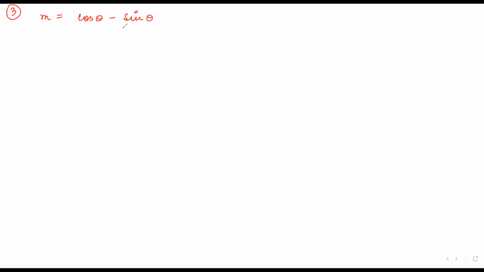m is equal to cos theta minus sine theta, and n is equal to cos theta plus sine theta. Right. You have to show this thing. Under root of m upon n plus under root of n upon m. Okay. Right. Just put it. I mean, what else you can do?